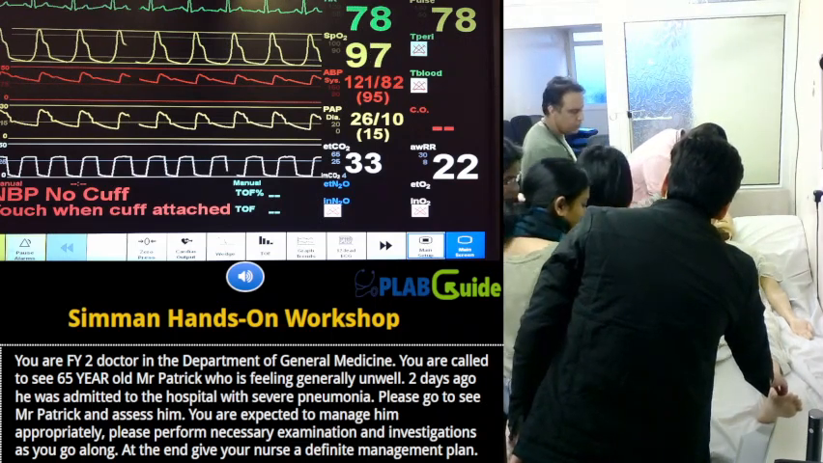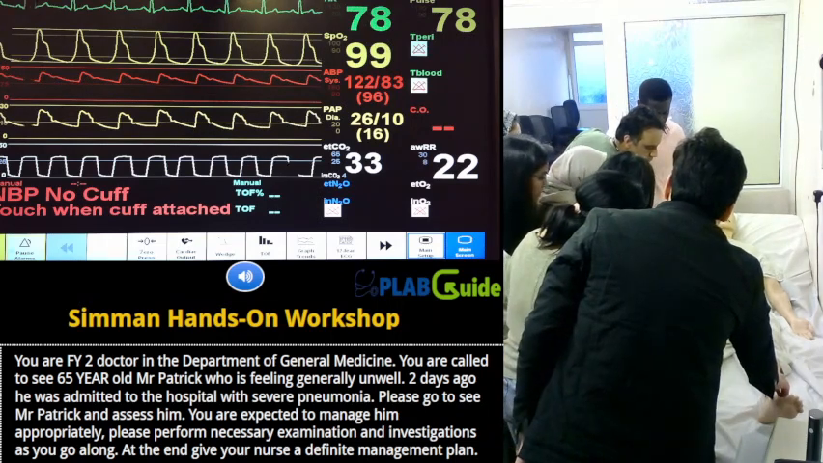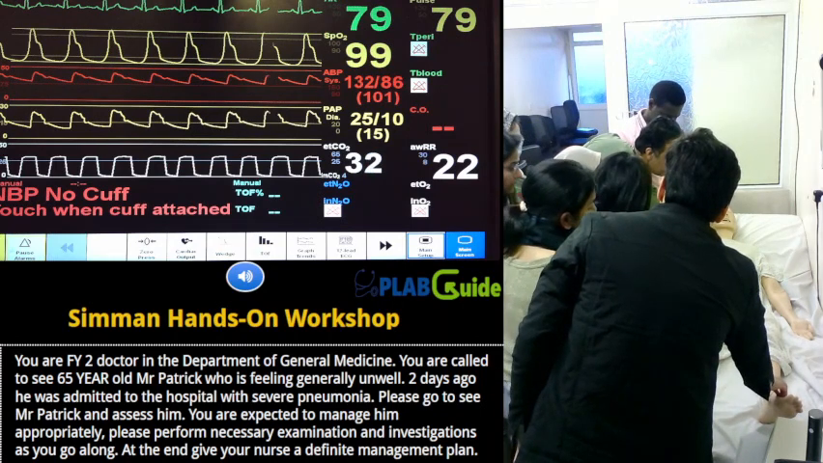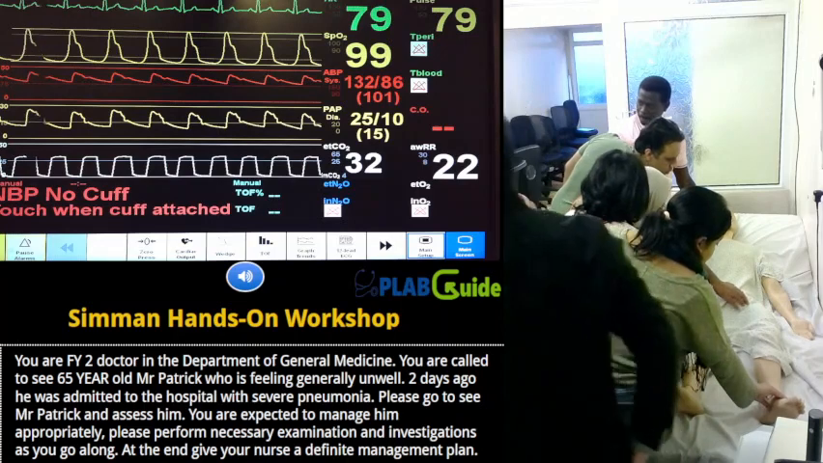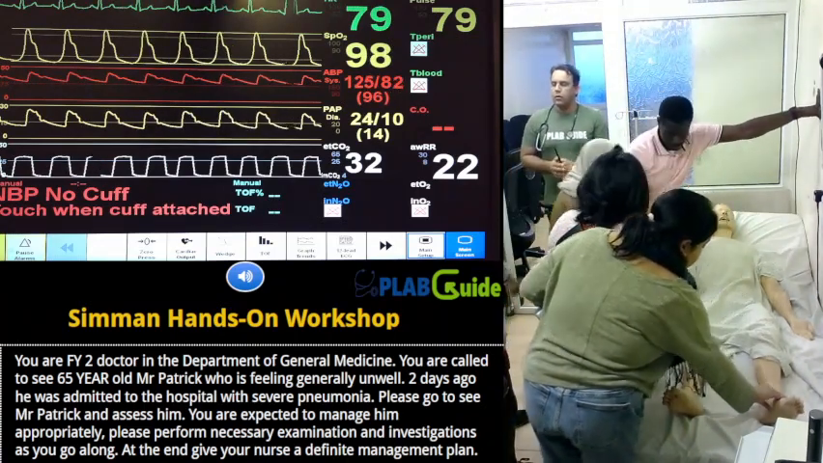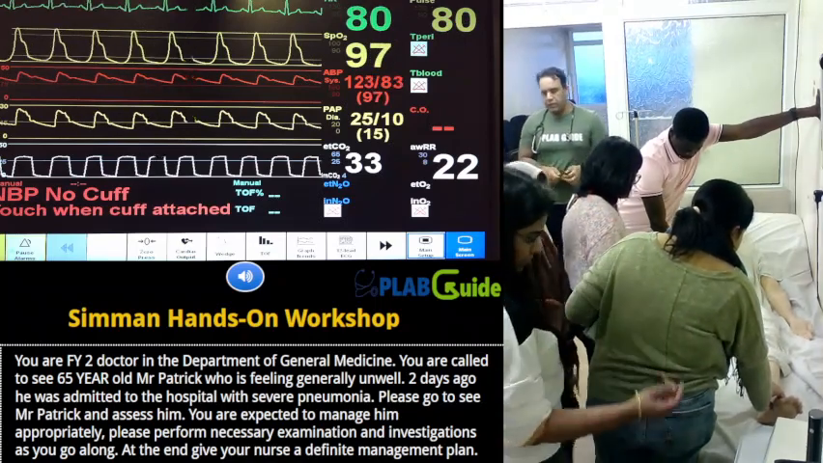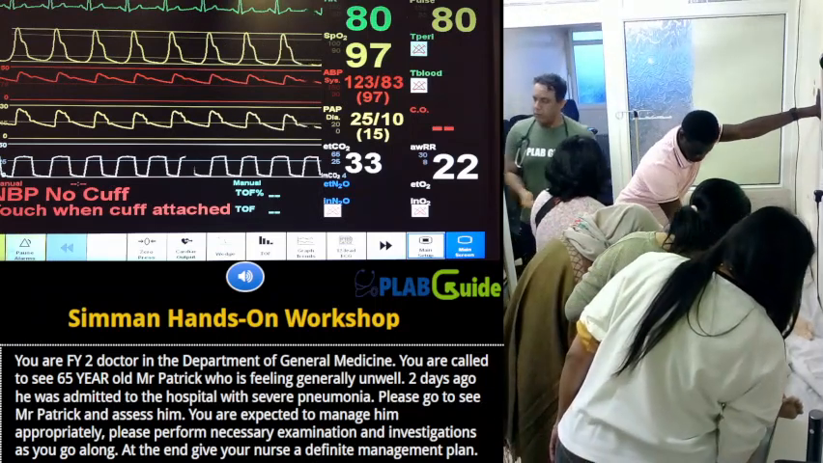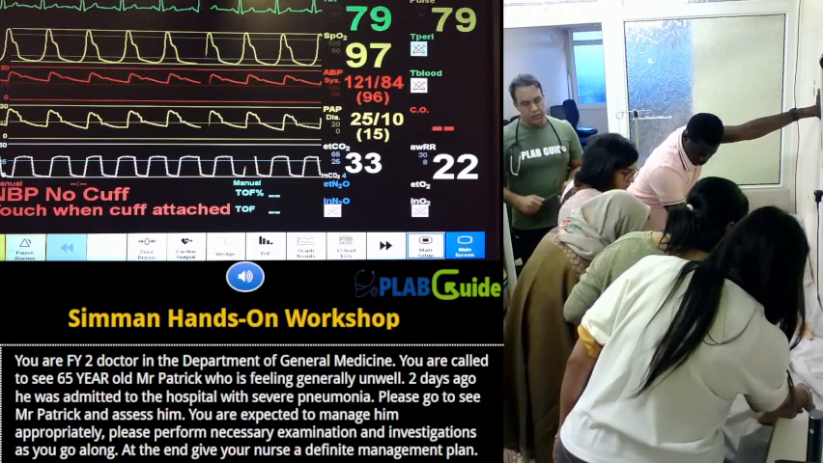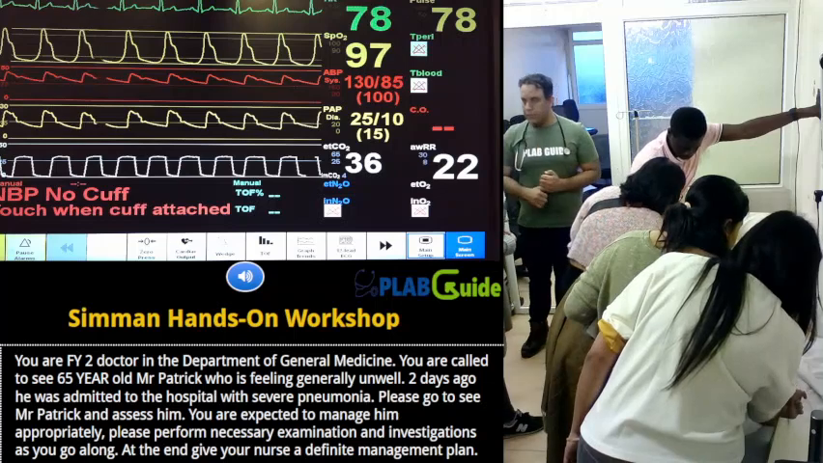Let me show you. So here are the soft pads. In all the Simmans, you will feel the soft pads here in the groin. These are the pulses. That's quite obvious. However, in a case of acute limb ischemia, for example, you need to establish where exactly the pulse is present. Say there is no pulse in the right leg. Then you need to establish where exactly the pulse is.